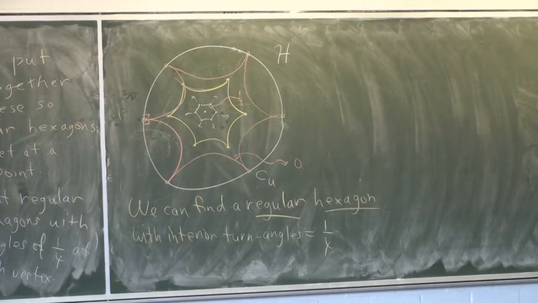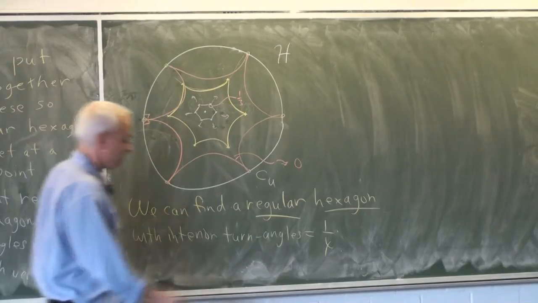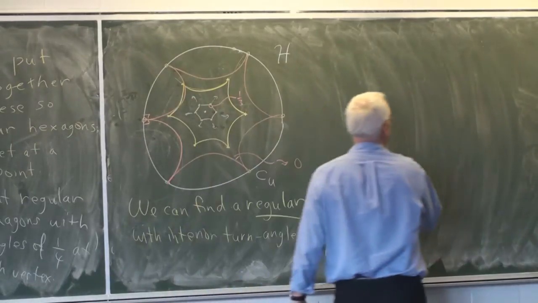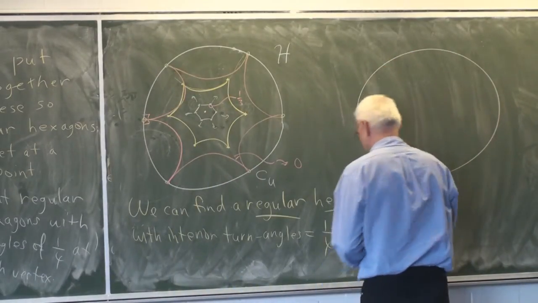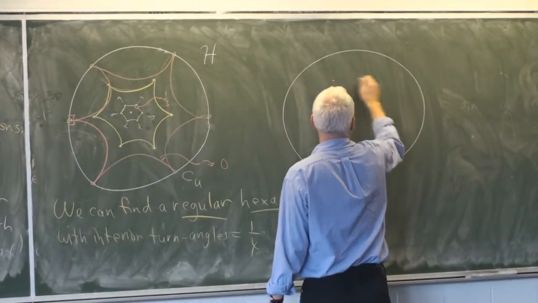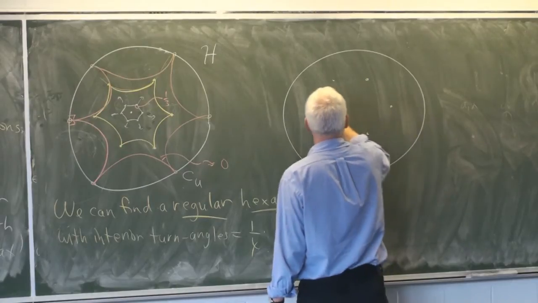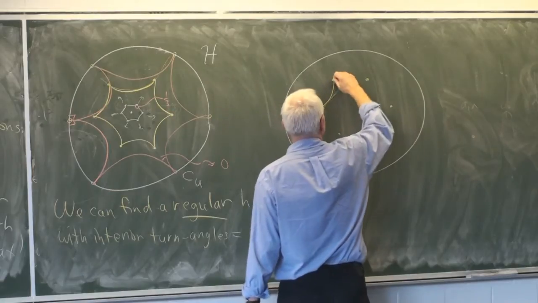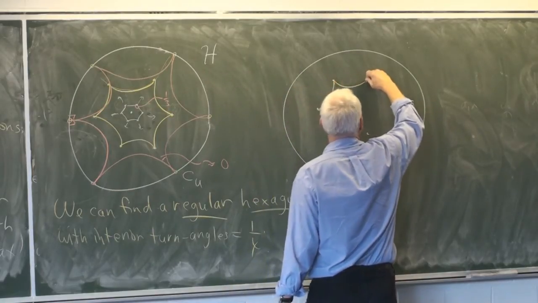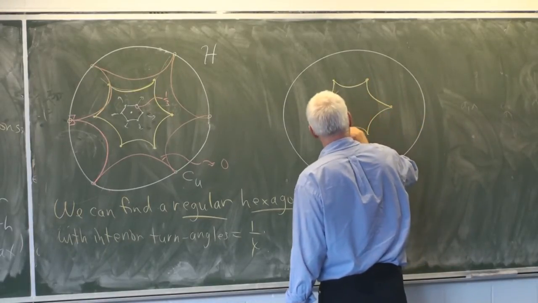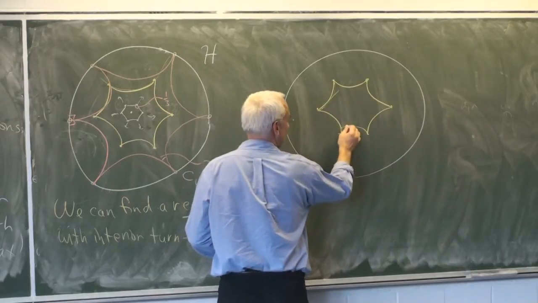All right, so we can find a regular hexagon with interior turn angles equal to 1/4. And let's have a look then at what that means in terms of tessellations. There's a very pleasant tessellation then associated with such an object. Okay, so these are all supposed to be perpendicular.